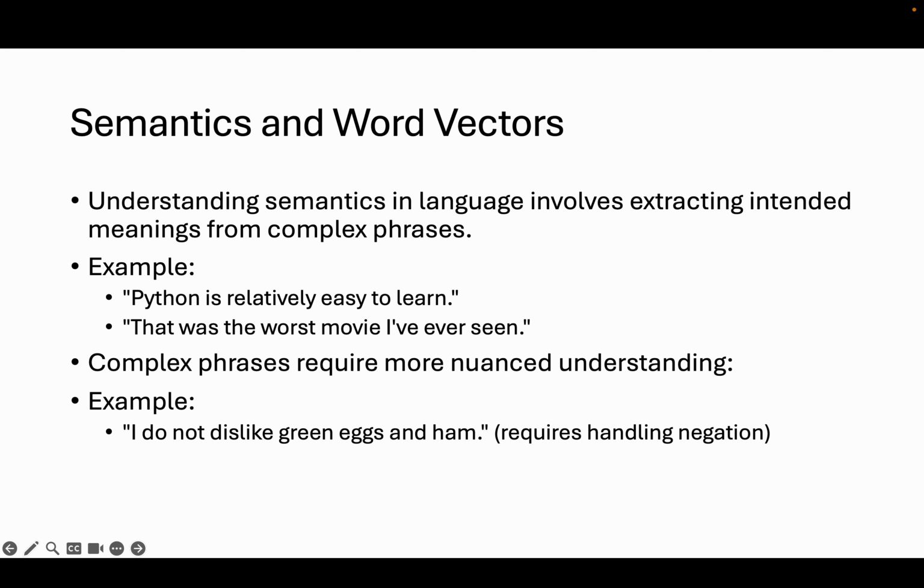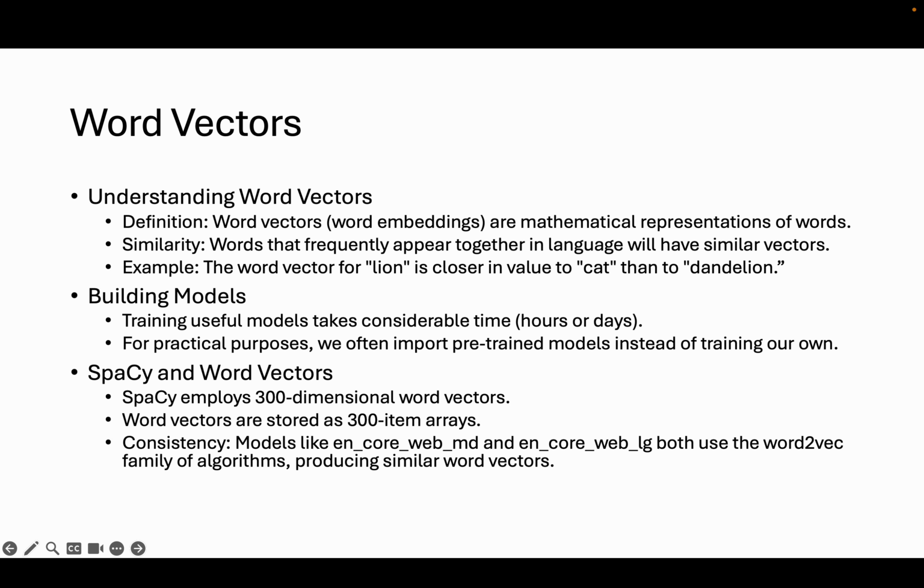So understanding these nuances is very important for natural language processing, where we need to interpret and generate human language accurately. So that's why we use word vectors to represent words in a high dimensional space. That way we can capture the subtle relationships of meaning more effectively. Machine learning helps us understand the meanings behind complex phrases.